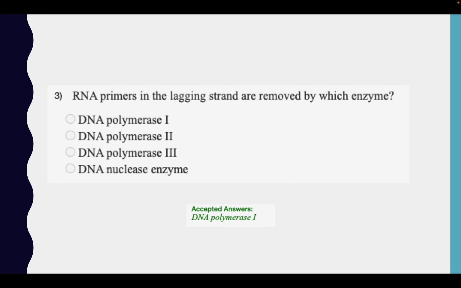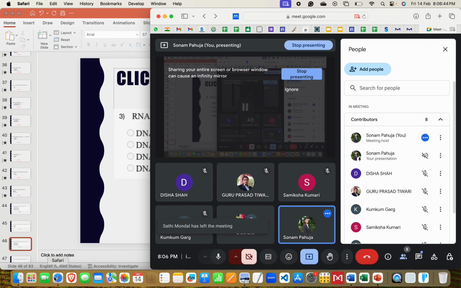This polymerase has 5 prime to 3 prime. DNA polymerase one. What? Are you saying something? What happened?